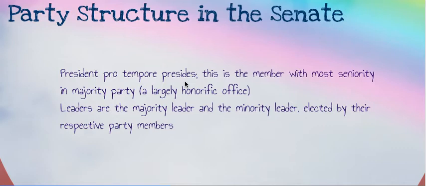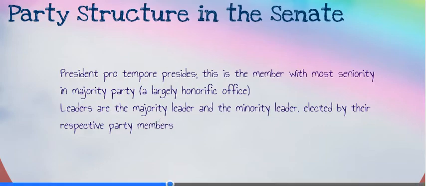I was going to say this person gets a vote as opposed to the vice president, who is the president of the Senate. He only gets to vote if there's a tie. Okay, leaders are the majority leader and the minority leader. They are elected by their respective party members. And these are the ones that really have the power, majority leader and minority leader in the Senate.